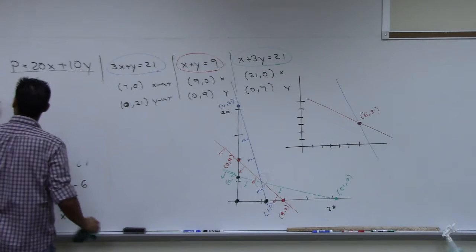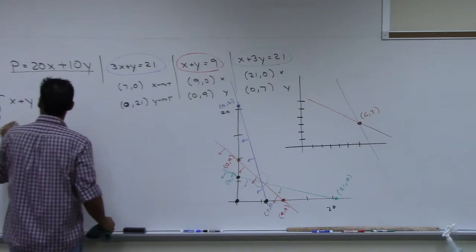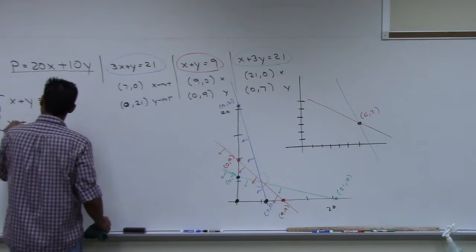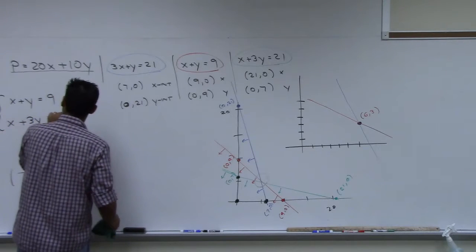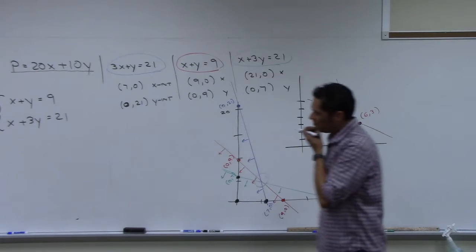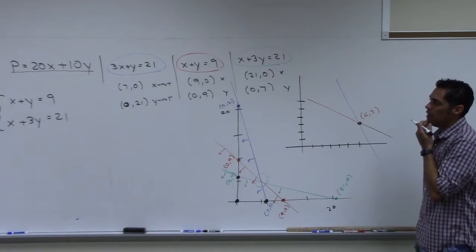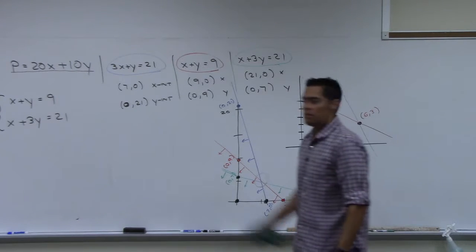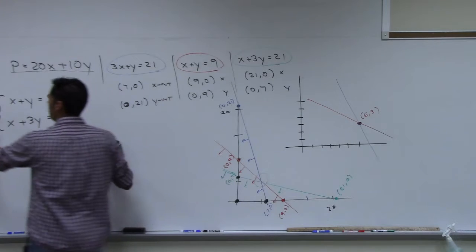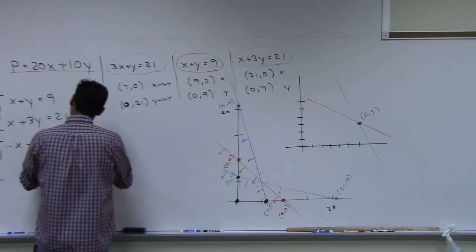So I have to do x plus y equals 9 and x plus 3y equals 21. So what would you do here to solve this system? The x already cancel out. Not yet. Make one of them negative. So multiply maybe the top one by negative 1 and it becomes negative x minus y equals negative 9.